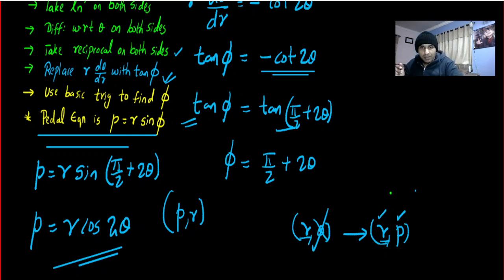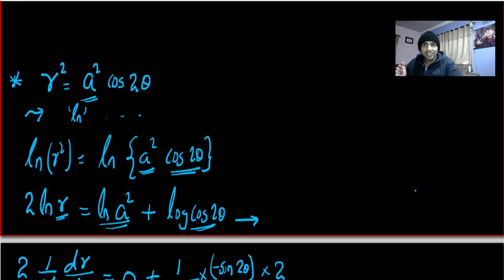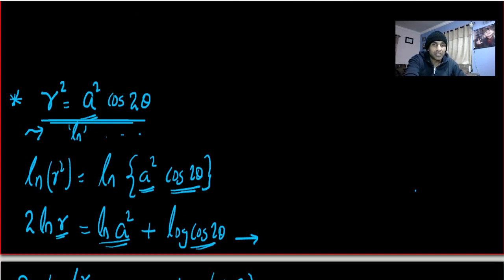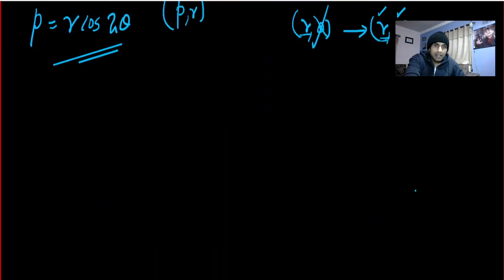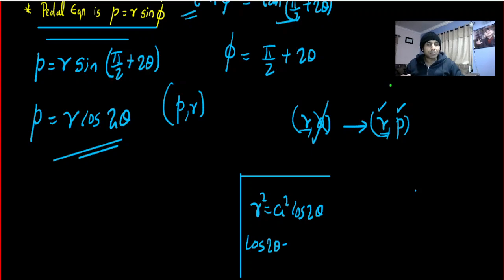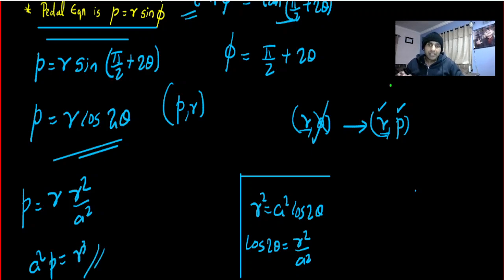Okay, so I will go back to the question. Can you see, the question is R square equal to A square cos 2 theta. So let's copy the question over here. In examination you can put it in a box. R square equal to A square cos 2 theta. So cos 2 theta will be r square by a square. Plug it back, so we get P equal to r multiplied by r square by a square, or a square P is equal to r cube. This is the pedal equation.